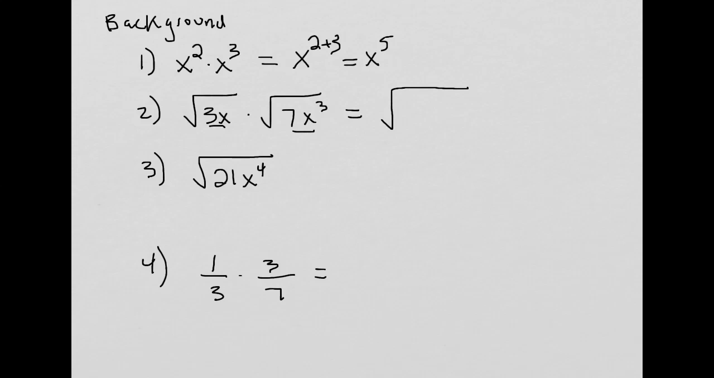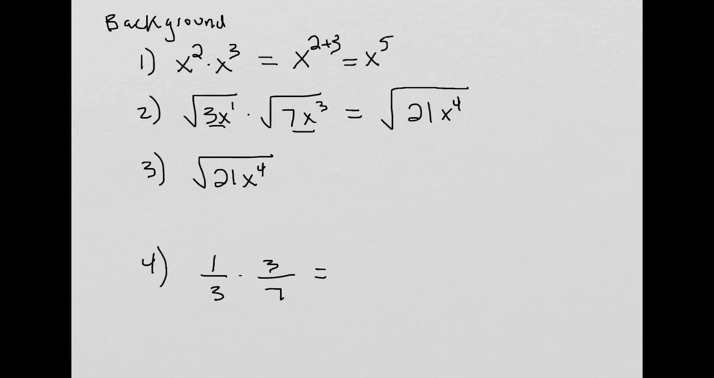So 7 times 3 is 21. And then I've got x to the first times x to the third. If I add those exponents, that gives me x to the fourth. Okay, so notice when I multiply square roots by other square roots, I can multiply the stuff underneath, but then I'm left with the square root of whatever I get for an answer.